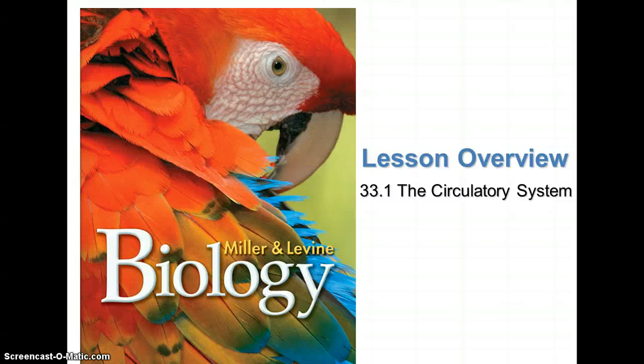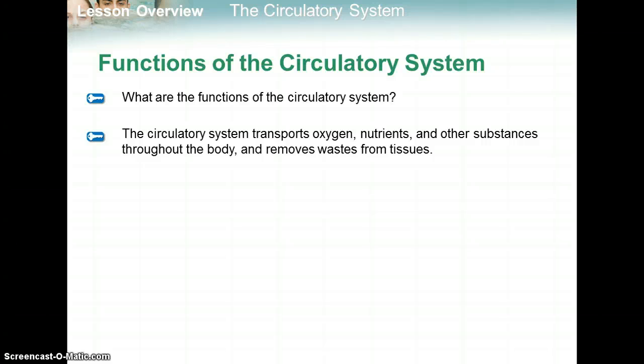All right, today we're going to get into the circulatory system. The main function of the circulatory system: when you look at the word circulatory, it's like circulating things. So it's transporting oxygen, nutrients, and other substances throughout the body, and it's also going to remove waste products like carbon dioxide from your tissues and cells.